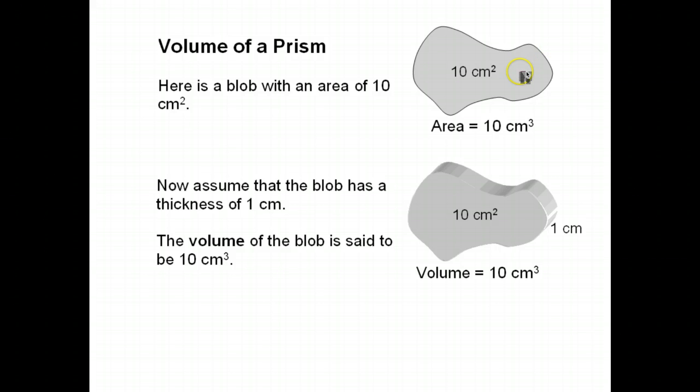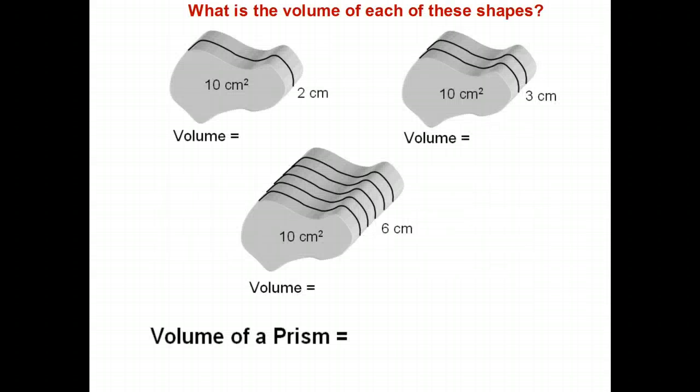So have a look here at this first diagram. I just called it a blob, just a random shape. And let's say that we've worked out that its area is 10 square centimeters. Sorry, that should be a 2, not a 3. Now, if we actually add a third dimension to that, we end up with a three-dimensional blob, and the volume of that is 10 cubic centimeters. It is a prism because the front and back faces are congruent and parallel.